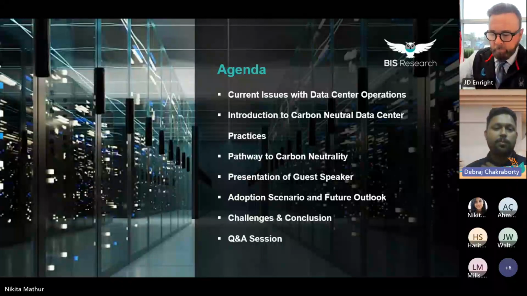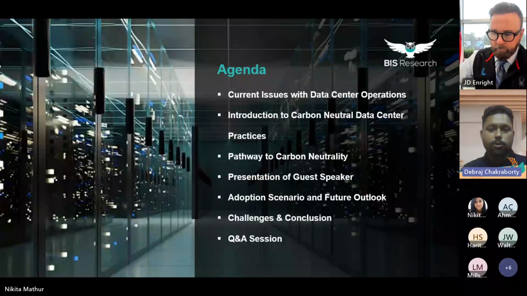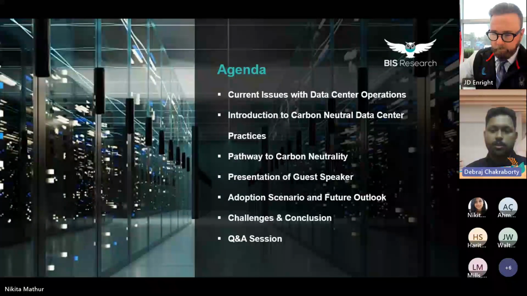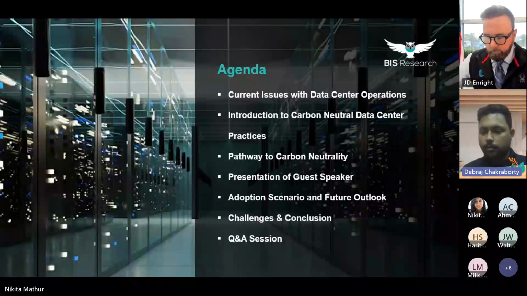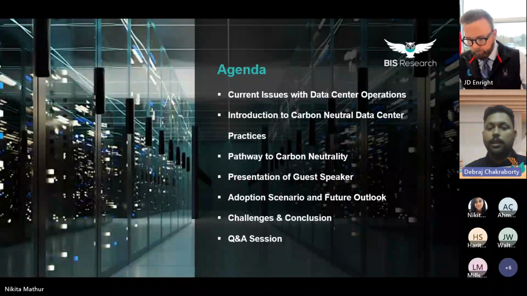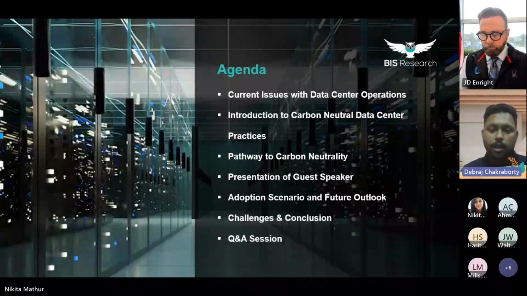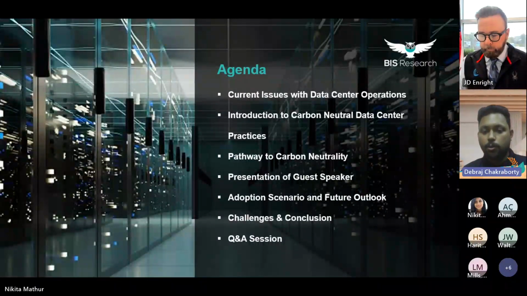So the agenda is clear. We are going to talk about the current issues with data centers, which I've already explained. They are huge, they consume water and energy, but they are quintessential and very important for human existence. What exactly is a carbon neutral data center? The pathway to carbon neutrality, and of course we will hear from JD his perception and thoughts related to this title, specifically towards immersion cooling and liquid cooling. What is the current adoption and future outlook, challenges and conclusion, and at the end we will have a Q&A session for you all to put up questions.